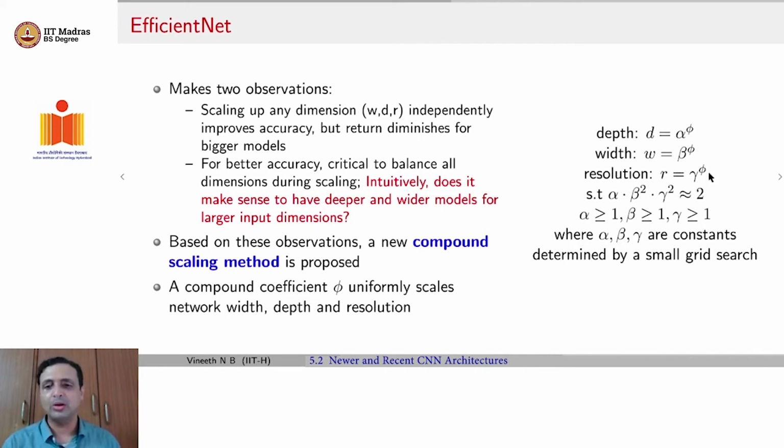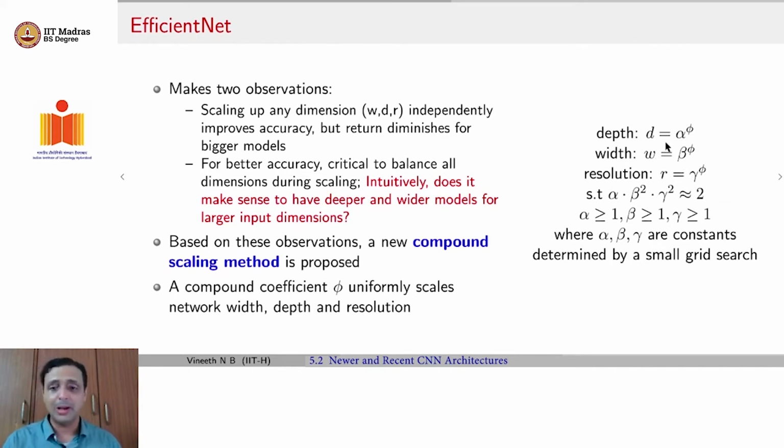And if phi is set to 1, you would solve for alpha into beta square into gamma square equal to 2 with alpha, beta, gamma greater than or equal to 1. They solve this using a grid search, and you would get values such as alpha to be 1.1, beta to be 1.15, gamma to be 1.3, or one of those variants. That would give you the solution. Now when you do that, you will notice that d would become 1.1 times the old d, w will become 1.2 times the old w, and r would become, say, 1.3 times the old r.